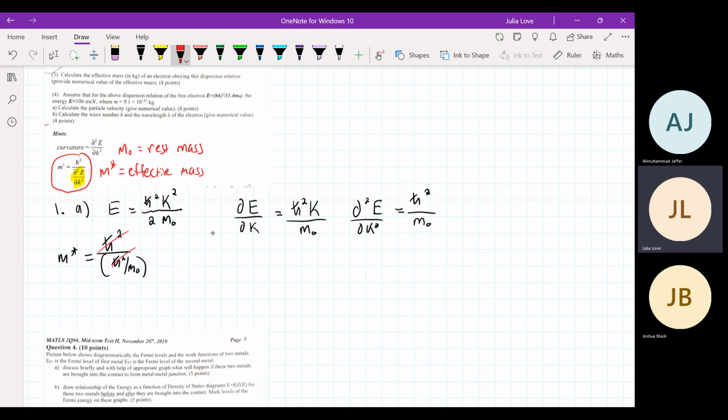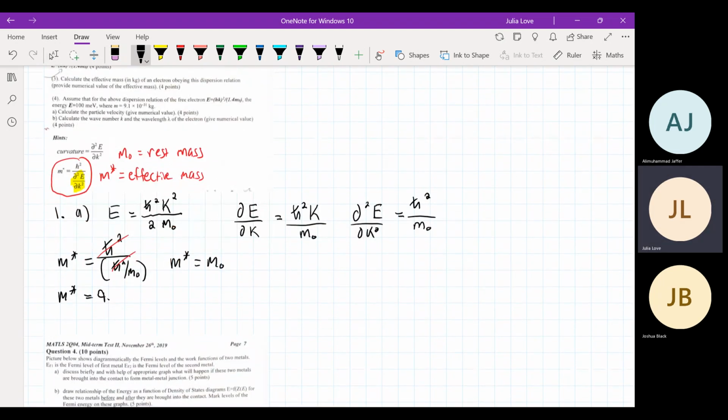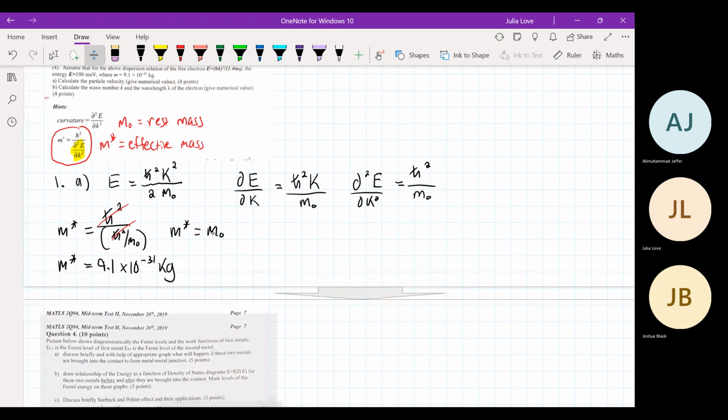And then essentially these cancel out, and we have that the effective mass will be equal to the rest mass for an electron that's specifically in a vacuum, which means that this mass is just the 9.1 times 10 to the minus 31 kilograms. So the same as its rest mass.